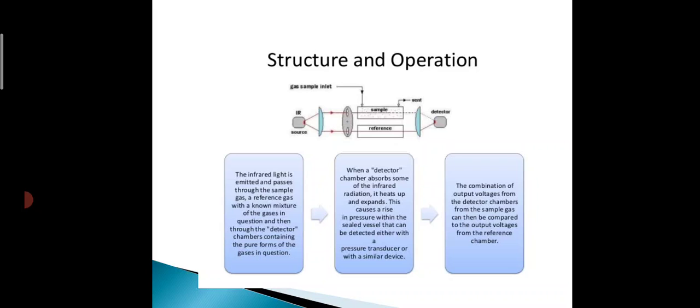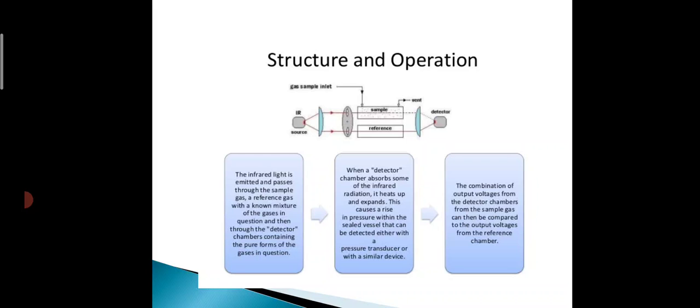Next, the infrared light is emitted and passes through the sample gas and the reference gas, with a known mixture of gases in the sample cells. First, the detector chamber absorbs some of the infrared radiation. It heats up and expands. This causes a rise in pressure within the sealed vessel that can be detected by a pressure transducer or similar device. Here, the infrared source is split, half is given to the sample and the other part to the reference cell. The heat of the infrared radiation increases the pressure of the vessels. The outcome of these two waves is then fed into the detector.